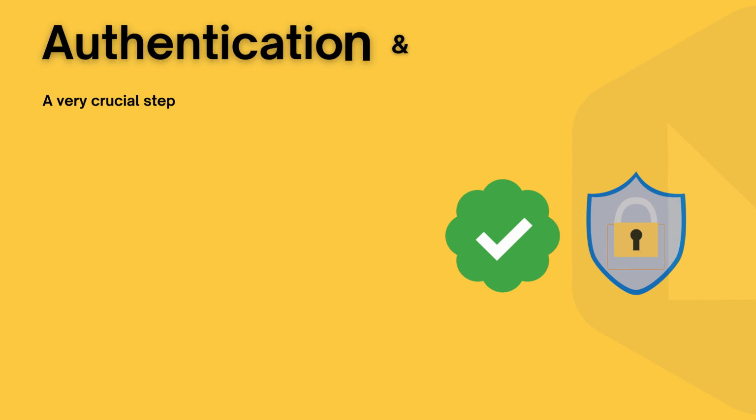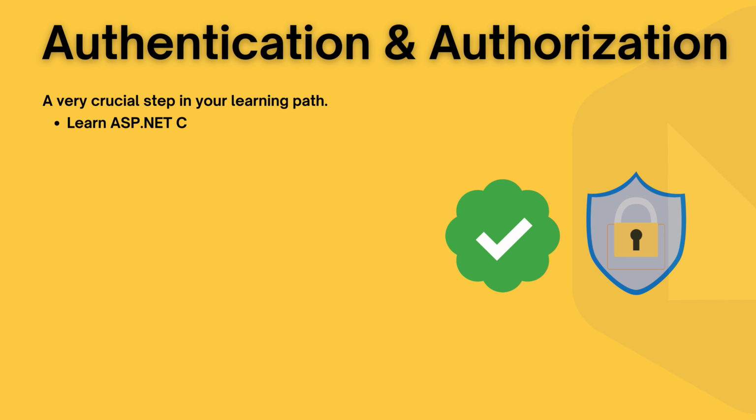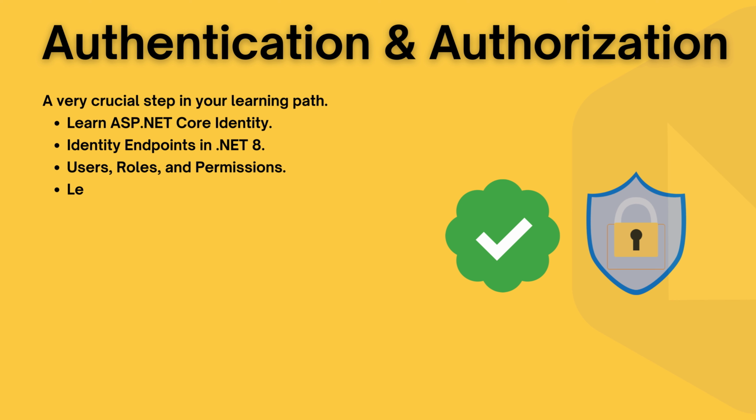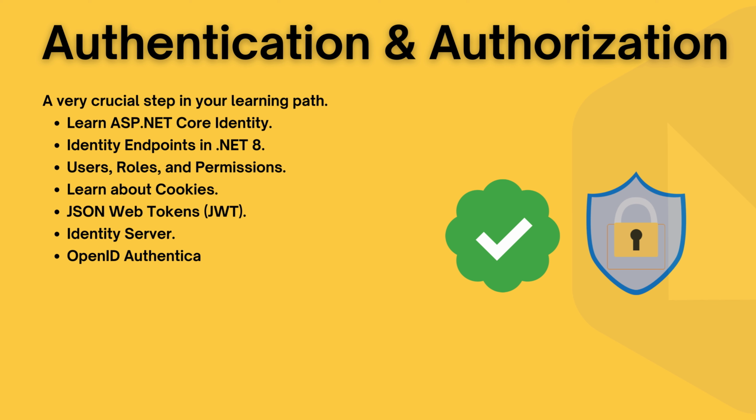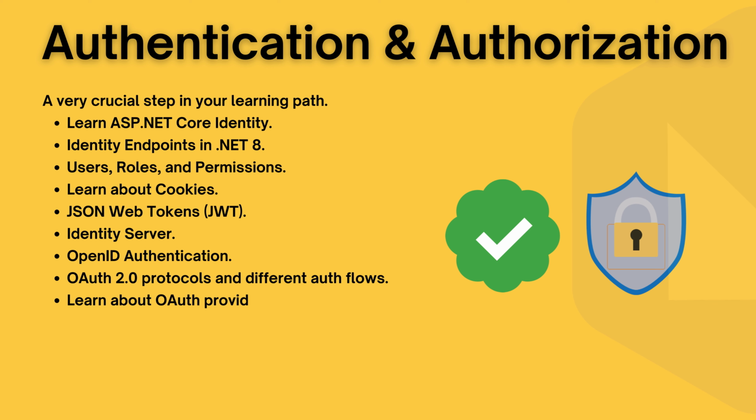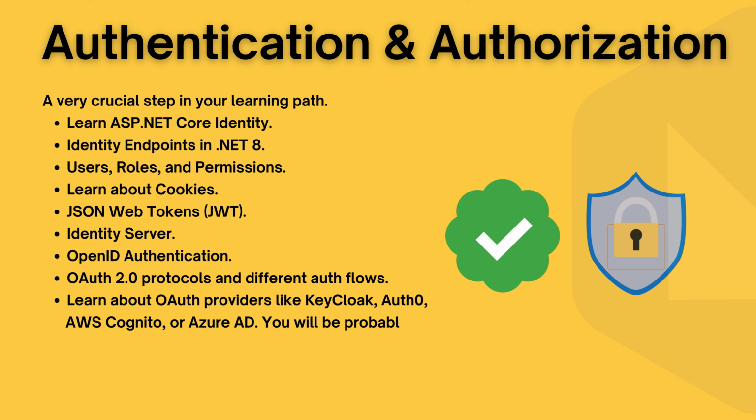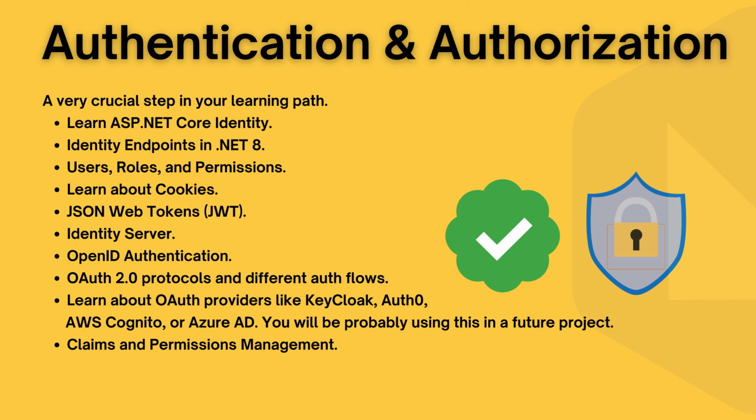Authentication and authorization, a very crucial step in your learning path. Learn ASP.NET Core Identity. Identity endpoints in .NET 8. Users, roles, and permissions. Learn about cookies. JSON Web Tokens, JWT. Identity Server, OpenID Connect, OAuth 2.0 protocols and different auth flows. Learn about OAuth providers like Keycloak, Auth0, AWS Cognito, or Azure AD. You will probably be using this in a future project. Claims and permissions management.